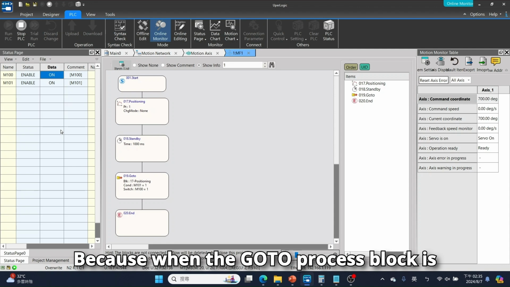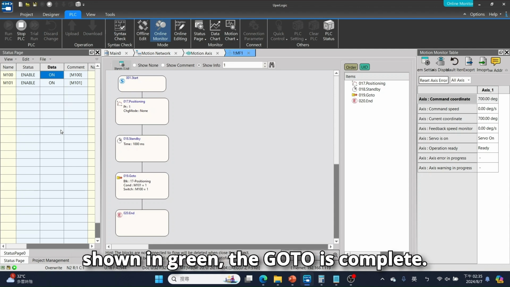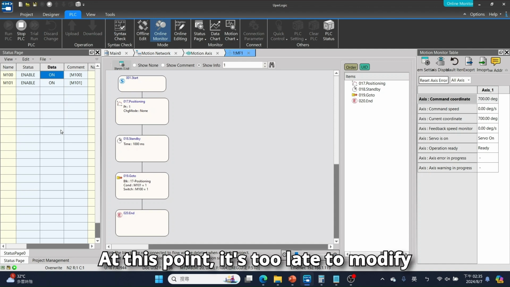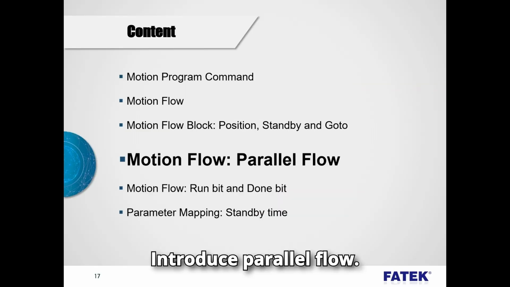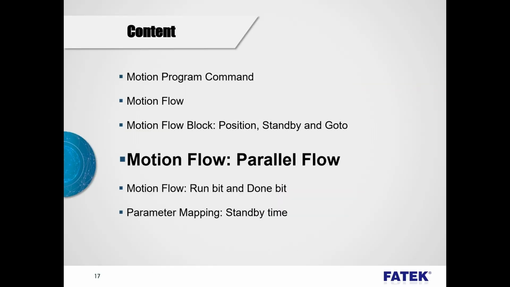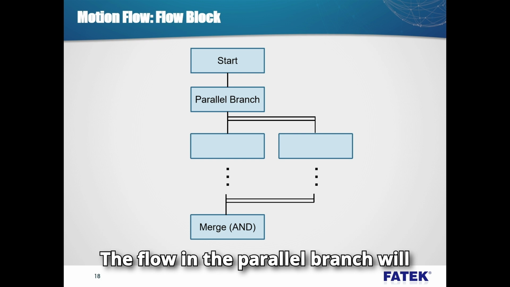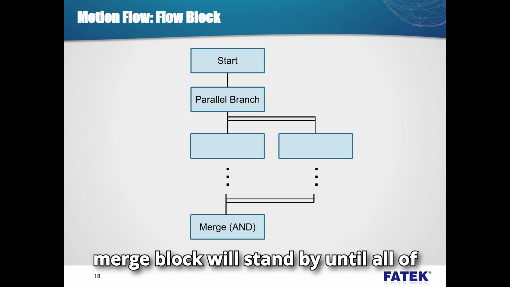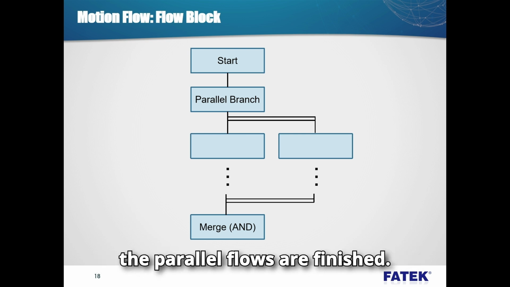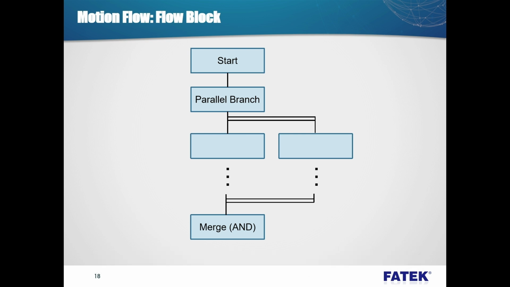Because when the go-to process block is shown in green, the go-to is complete. At this point, it's too late to modify go-to conditions. Demonstration complete. Introduce parallel flow. The flow in the parallel branch will start at the same control cycle. The merge block will stand by until all of the parallel flows are finished.